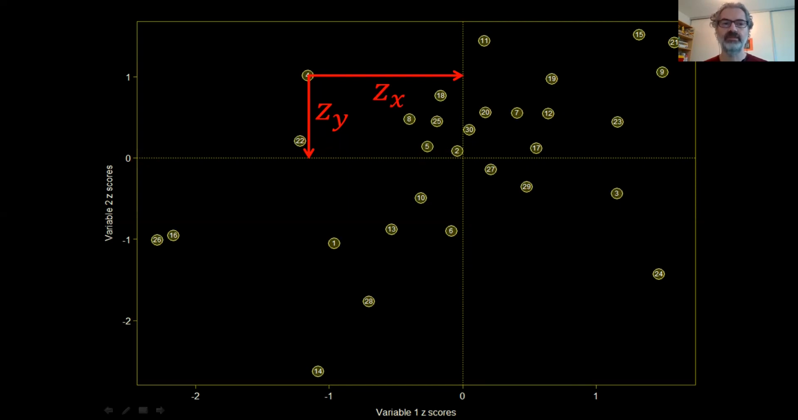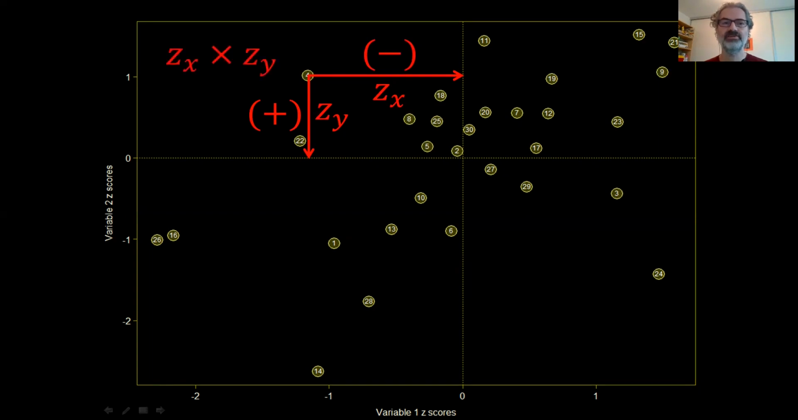For this child, the value on the y variable is above the mean. In other words, it is positive. It's above 0 since it's a standardized value. So this is a positive z-score. For the first variable on the x-axis, this child has a value that is lower than the mean, so it is to the left of the line. Therefore, this is a negative z-score.